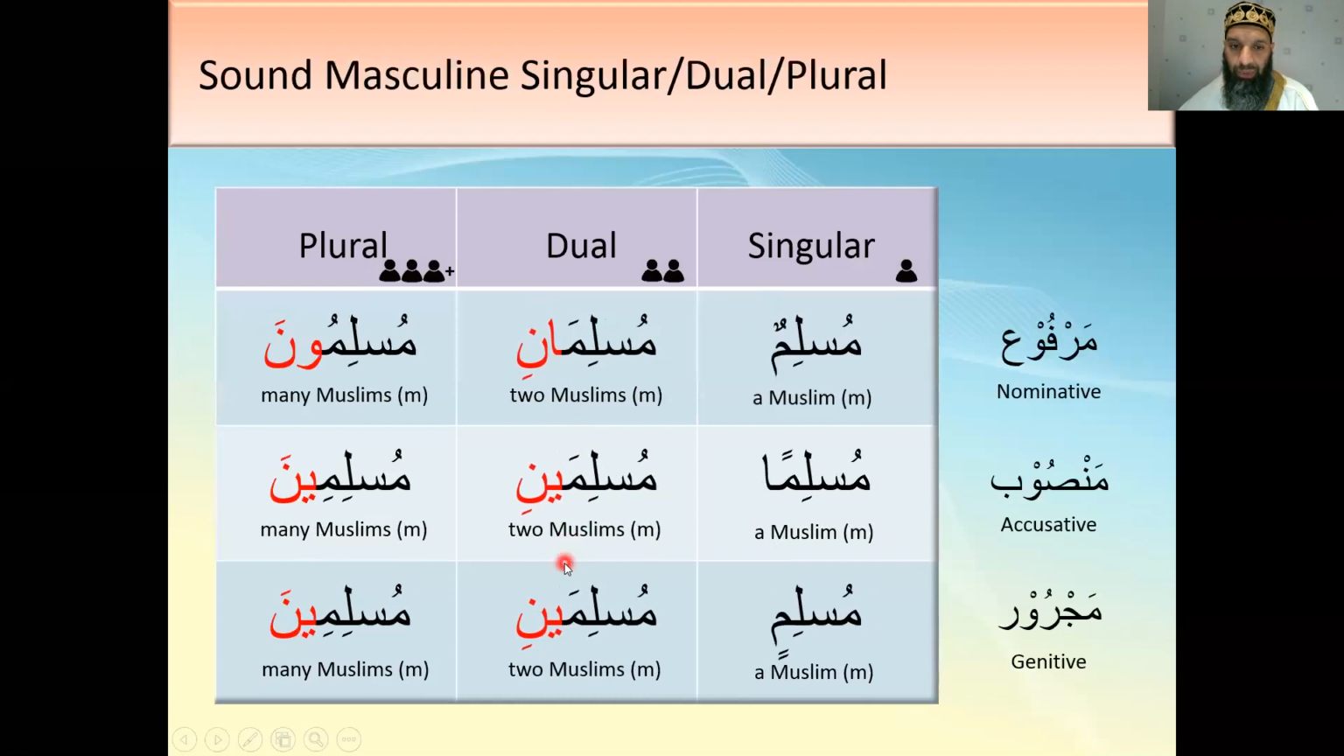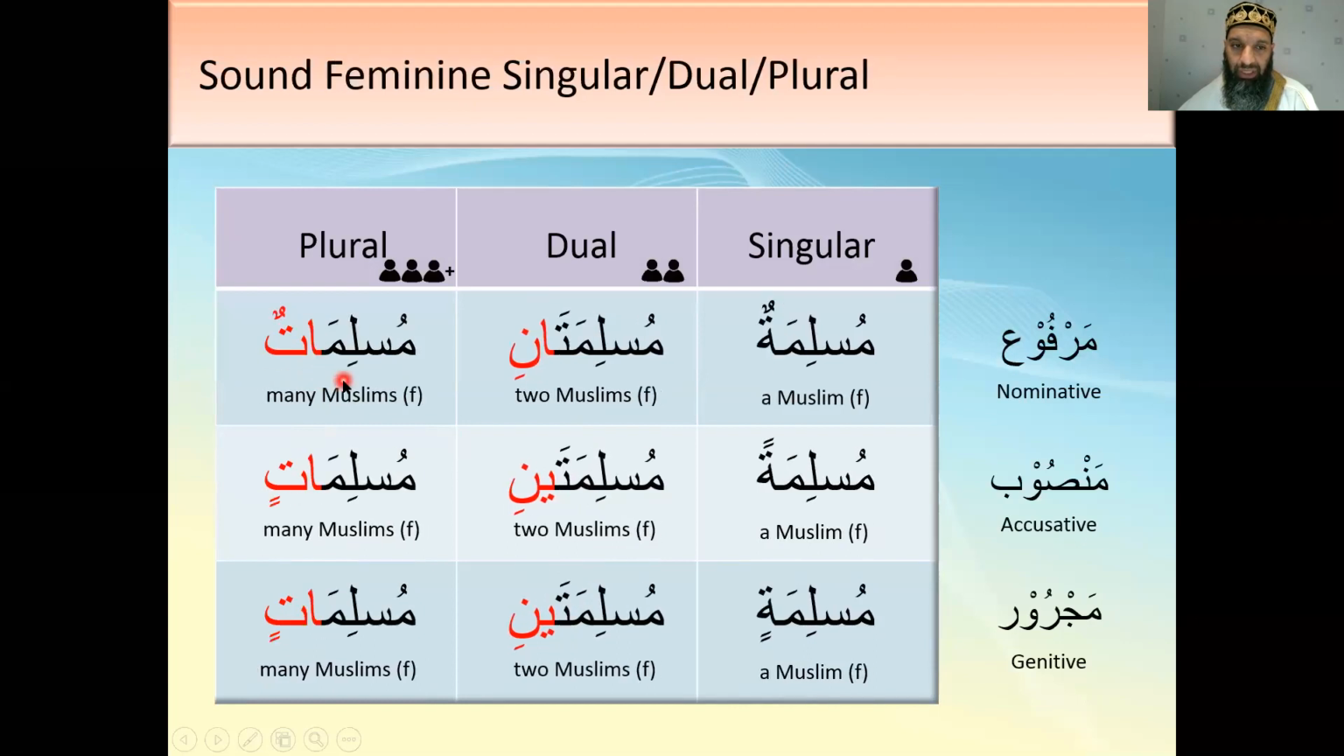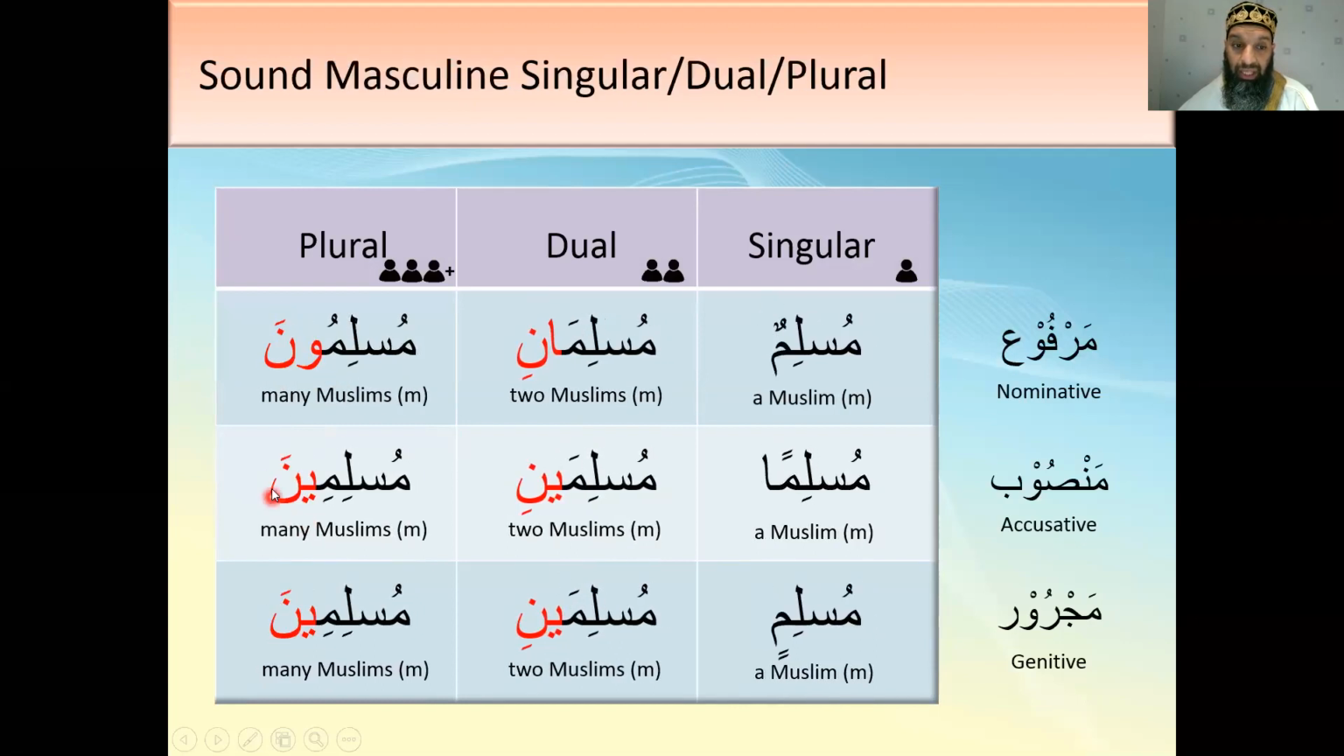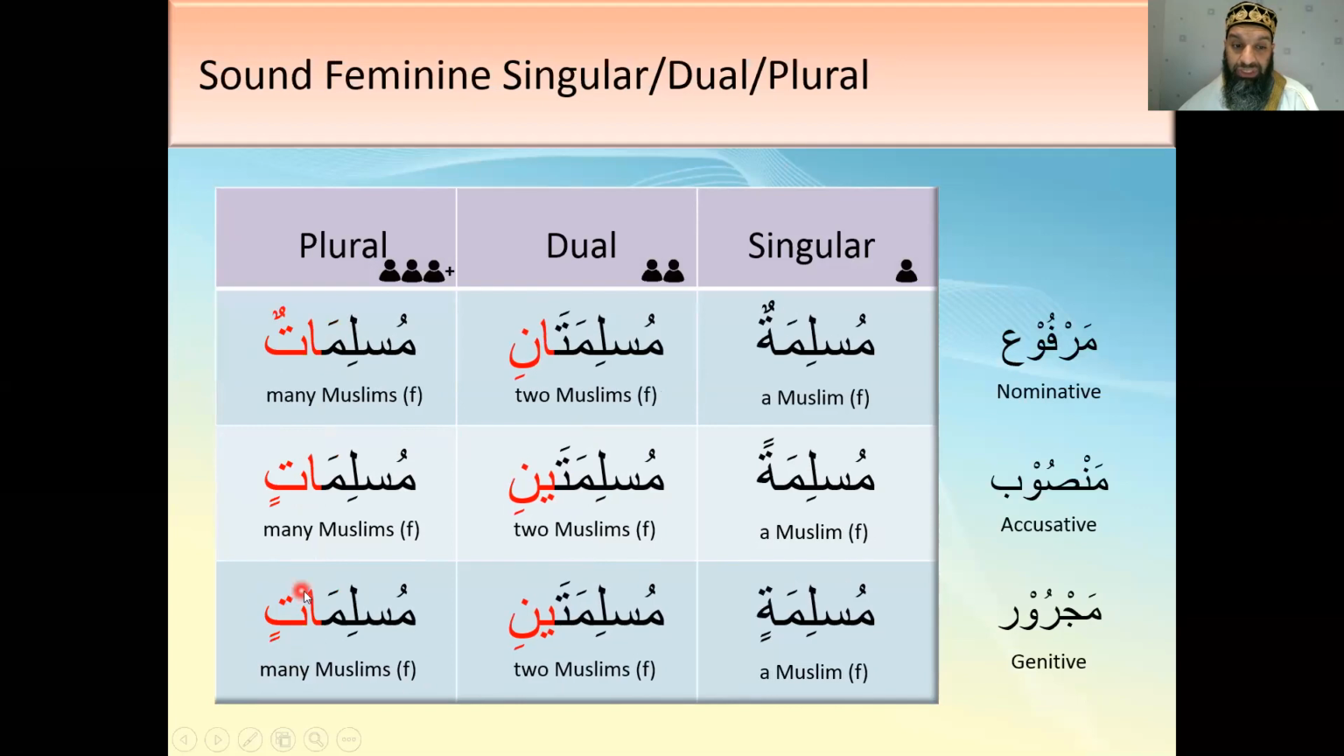So muslimatani, muslimataini. The only main difference here is this one. Look, muslimuna becomes muslimatun and muslimatin. It looks Majroor, but it could be Mansub or Majroor. Right? So this was this. And as I said, feminines don't come up too much.